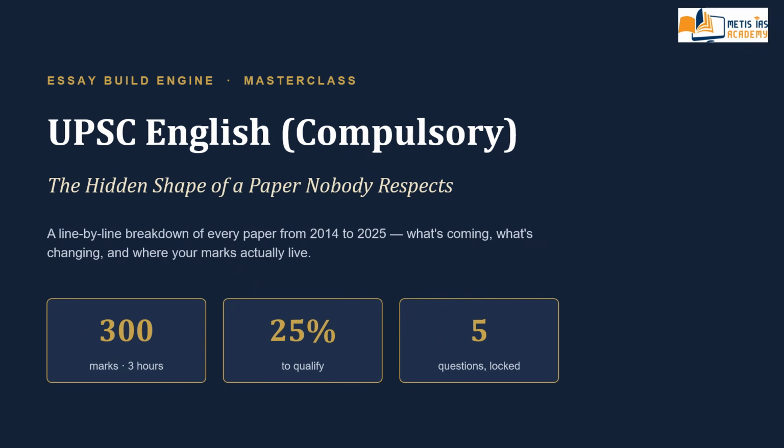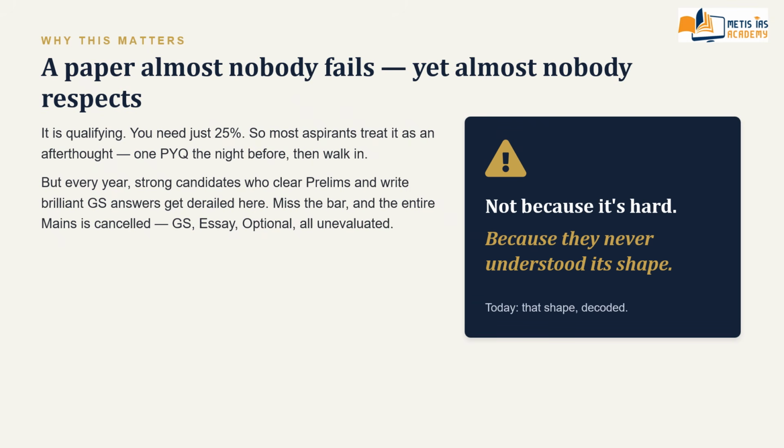Here is the problem. Every year, serious candidates, people who clear prelims, people who write brilliant GS answers, get derailed and get disqualified because they did not qualify this one paper. Why is this happening? Their entire mains is cancelled due to this. It is not because the paper is hard, it is because they did not understand its shape.